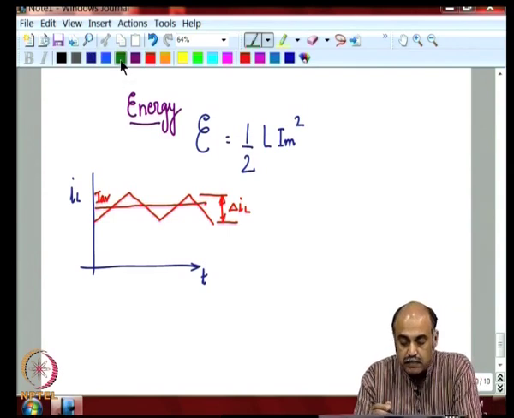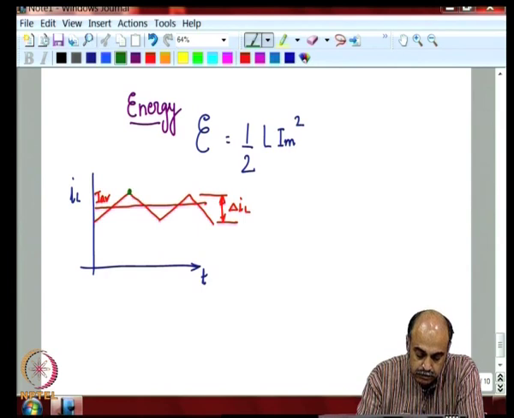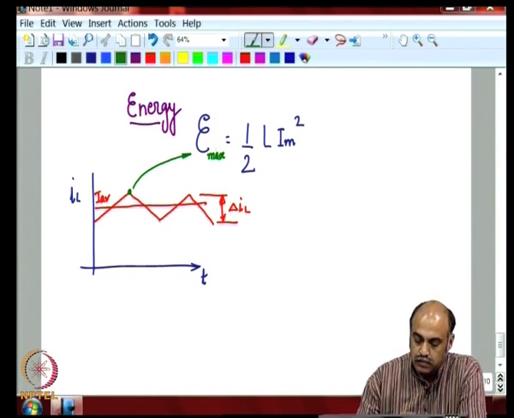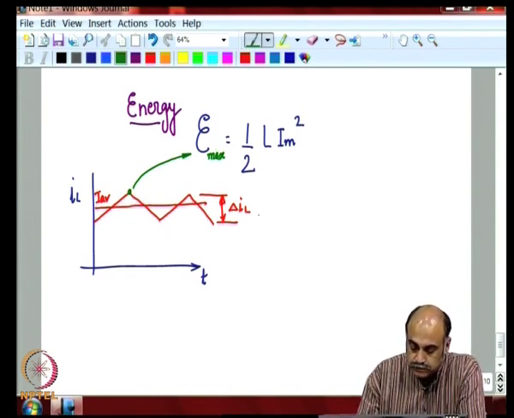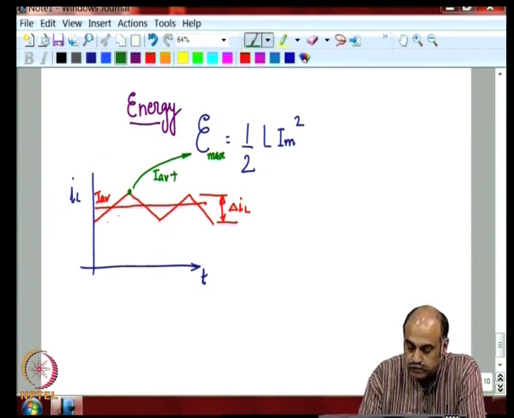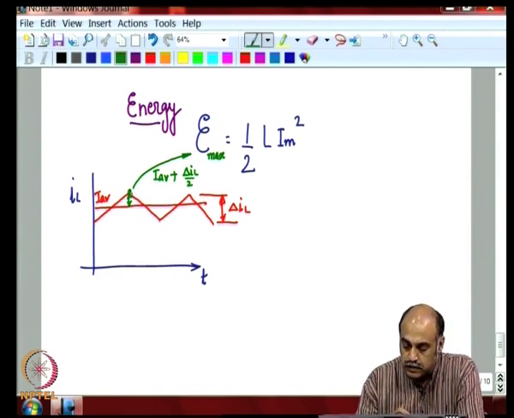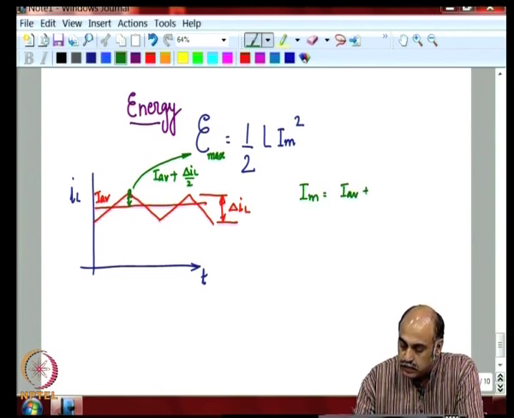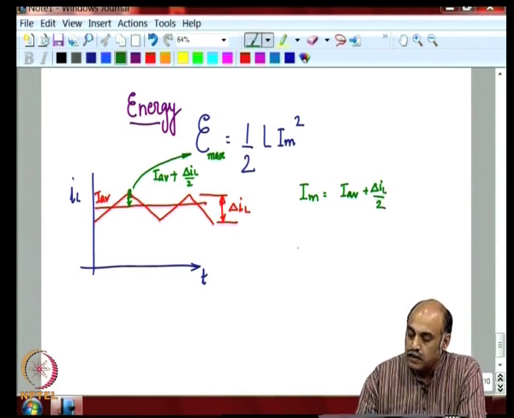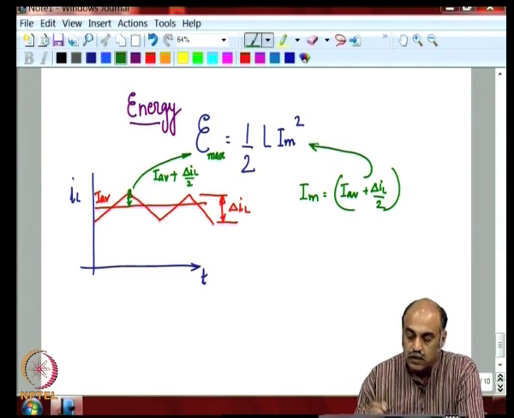So, where is the maximum energy? When the current is maximum, you will see that the maximum energy is stored. So, this value is nothing but I average plus delta I L by 2, isn't it? So, I m is I average plus delta I L by 2, and you start here to calculate the energy.